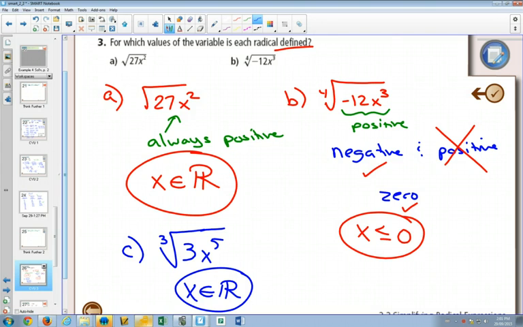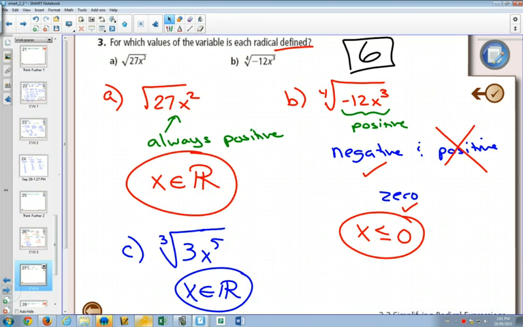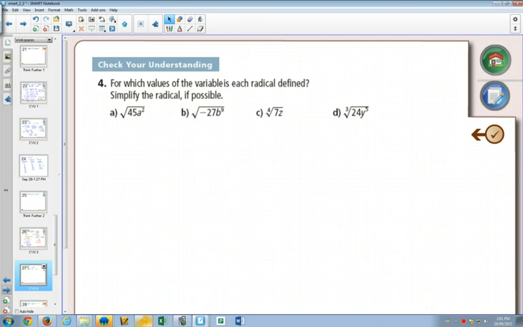All right, a question you can do that asks you about when things are defined is question number 6. And so now, before we do practice with that one, we're going to do example 4.